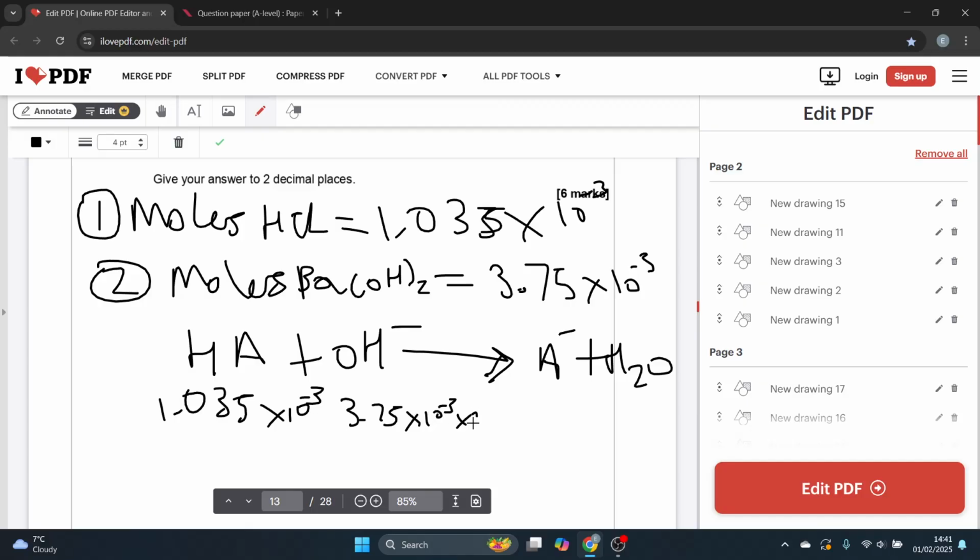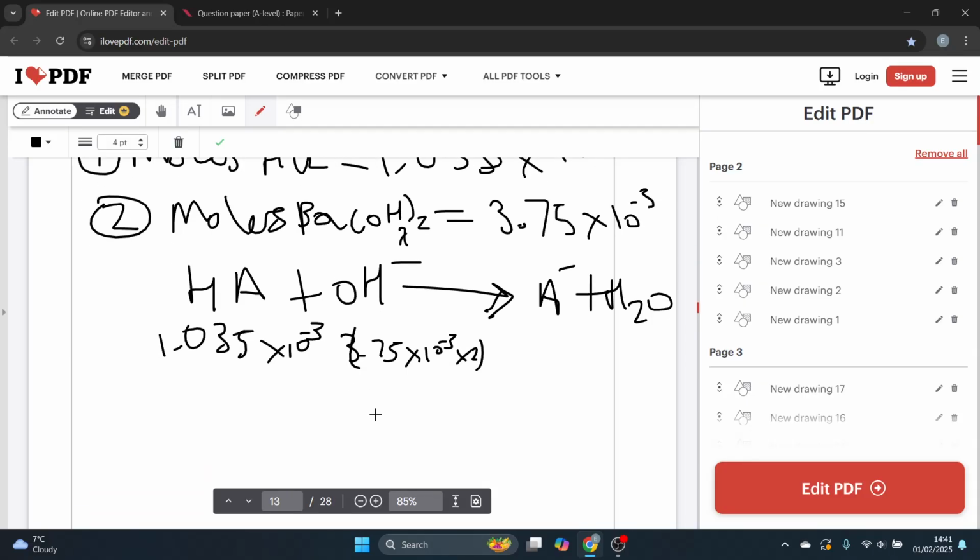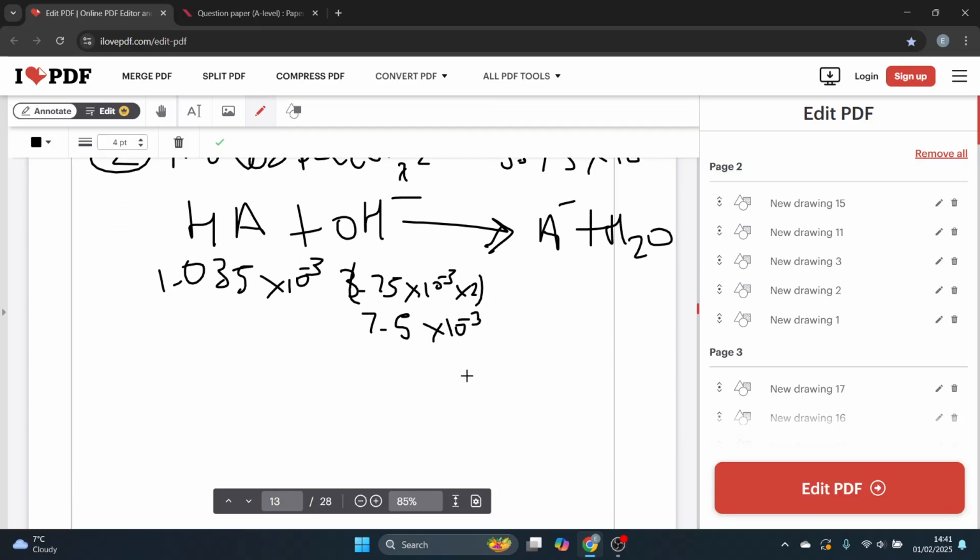I need to times this by 2 because 2 moles of hydroxide ions. So if I do that, 3.75 times 10 to the power minus 3 times 2 is 7.5 times 10 to the power minus 3. I'm obviously going to minus that by 1.035 times 10 to the power minus 3, so I get 6.465 times 10 to the power minus 3.